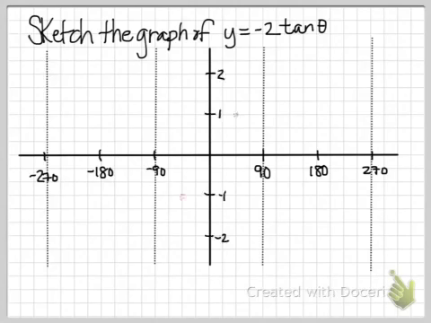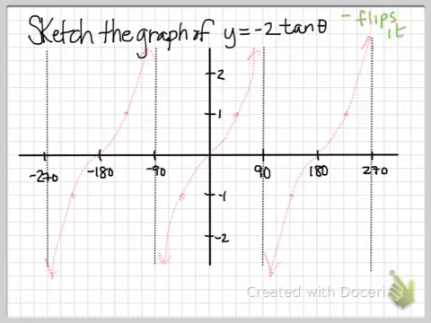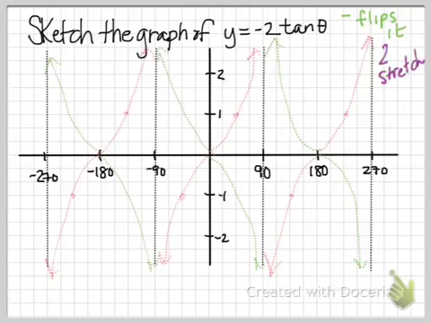I've got tangent theta just in the light red dashed line, just to show you. The negative sign is going to flip it. So instead of having the red figure, it's going to be the green figure here. It's flipped. But then we also have the 2. The 2 is going to stretch your graph out.